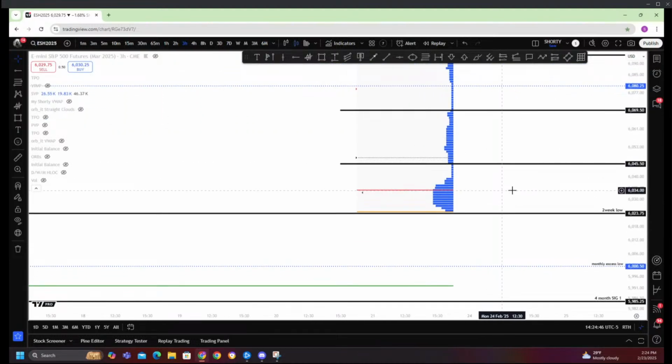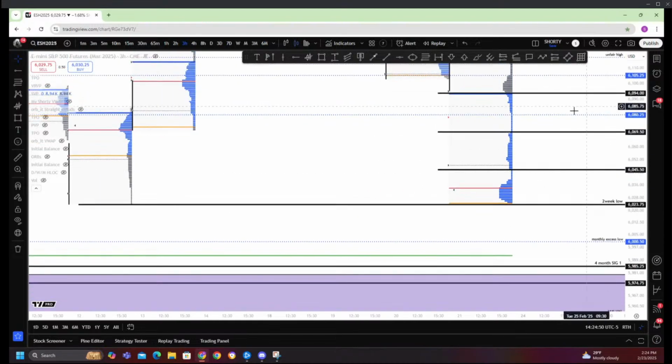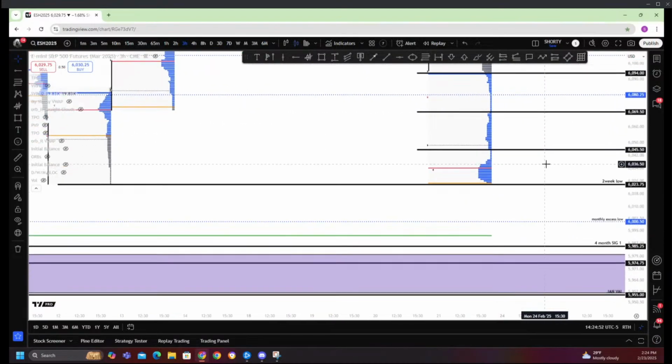And your POC is sitting around 34, right? So it's definitely a trend day down with the POC. When you have trend days, especially on Fridays, you want to make sure that low is taken out. And why is that?